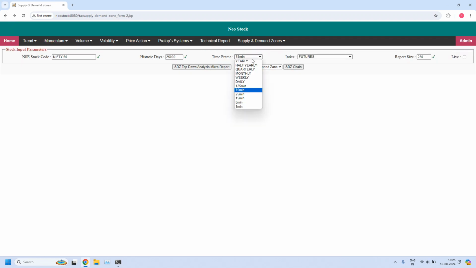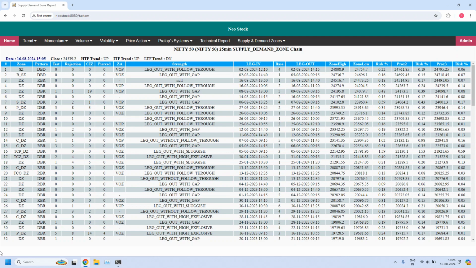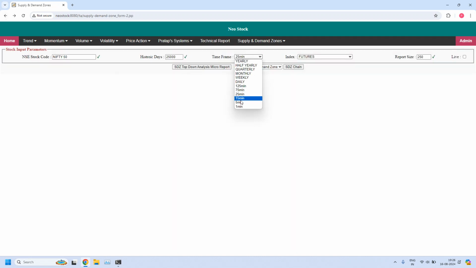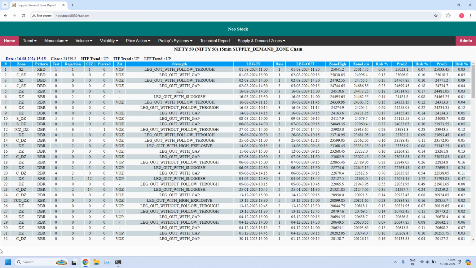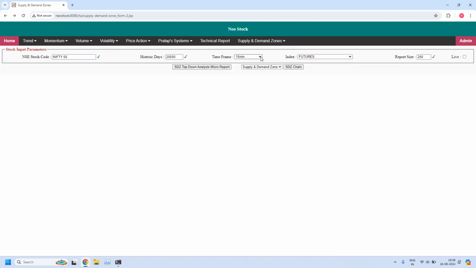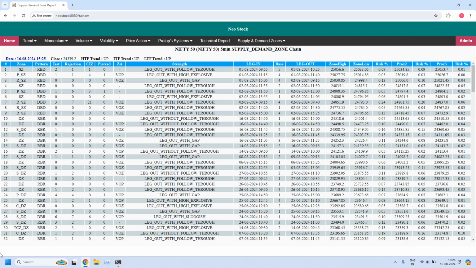The next time frame is 25 minutes. I'm generating 25 minute supply demand zone chain for NIFTY. And the next time frame is 15 minutes. I'm generating 15 minute supply demand zone chain for NIFTY. And the next time frame is 5 minutes. I'm generating 5 minute supply demand zone chain for NIFTY. So this is about NIFTY supply demand zone chain.